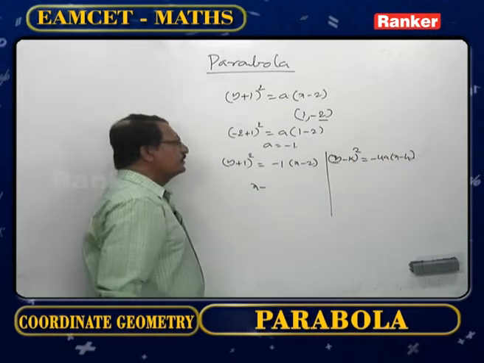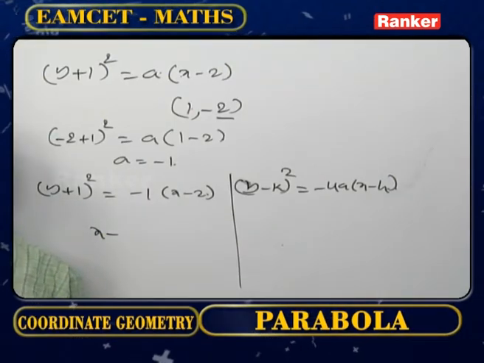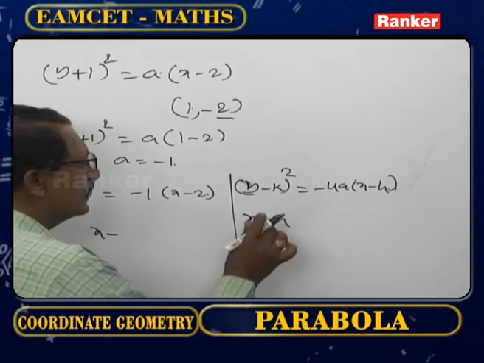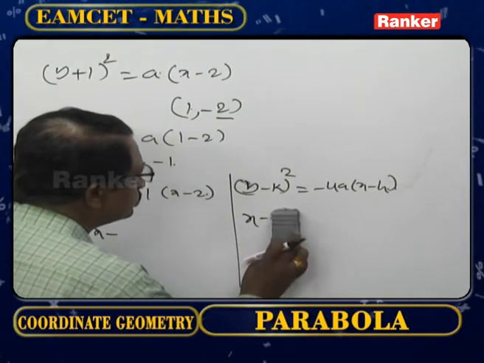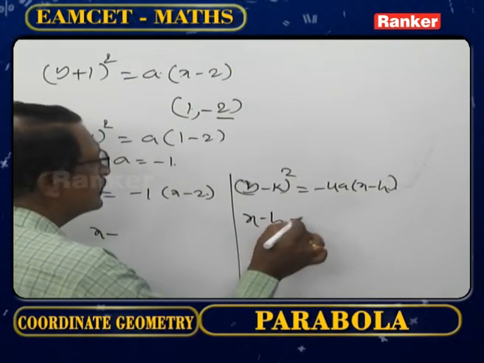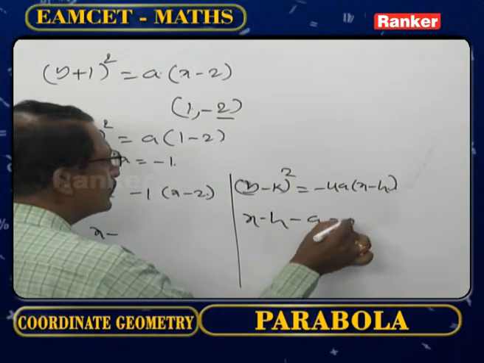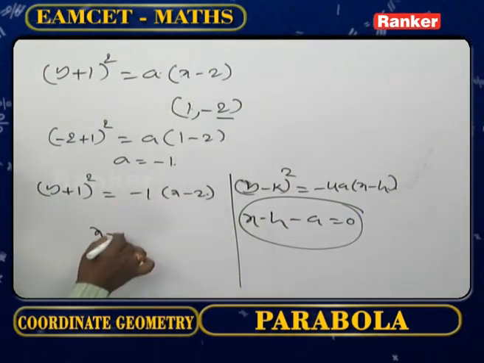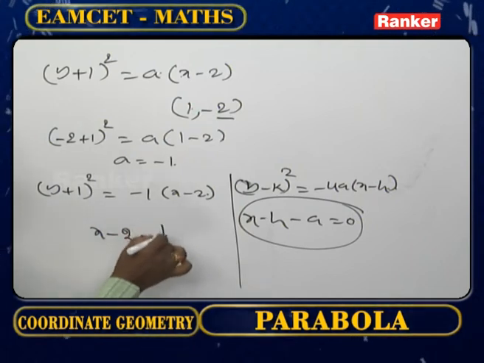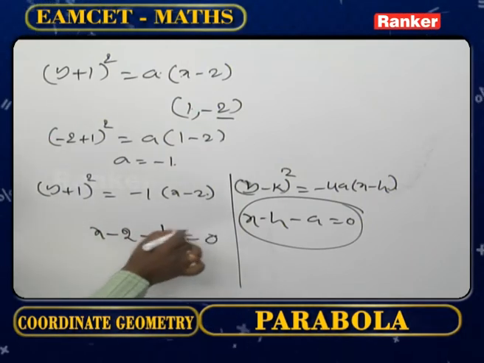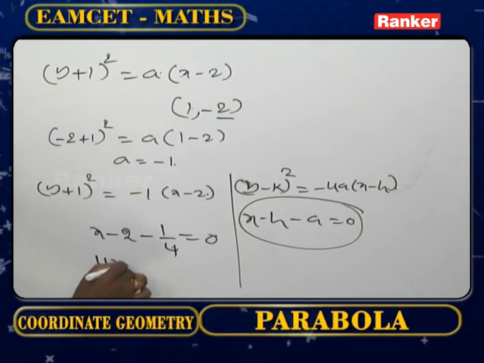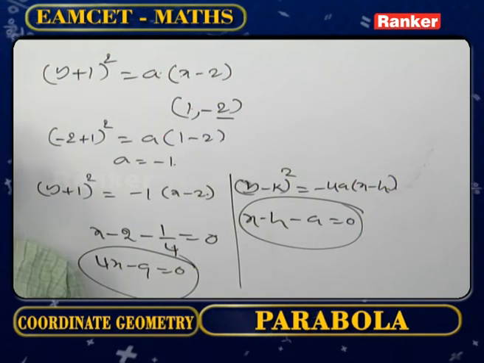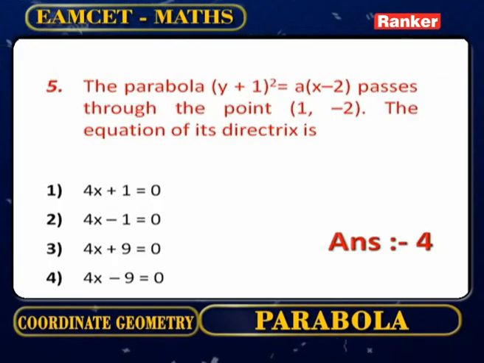The equation of the parabola (y minus k) whole square equals minus 4a into (x minus h). Equation of its directrix: x minus h minus a equals 0. Now here h value is minus 2, so x minus 2 minus 1 by 4 equals 0. Taking LCM, 4x minus 9 equals 0. The required equation of the directrix is 4x minus 9 equals 0. Then the fourth option is correct.